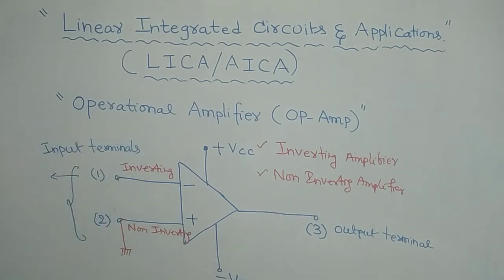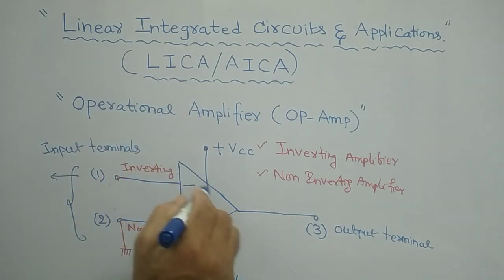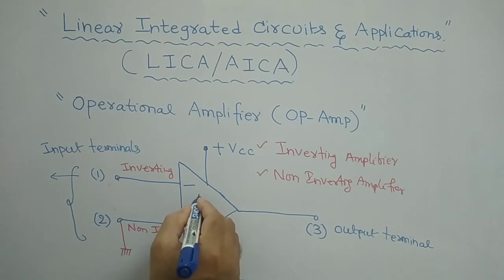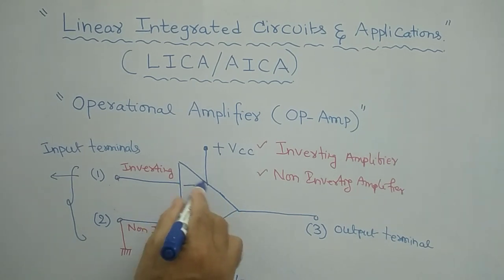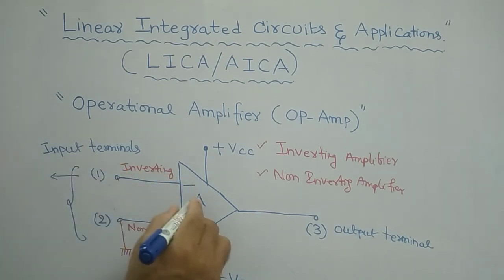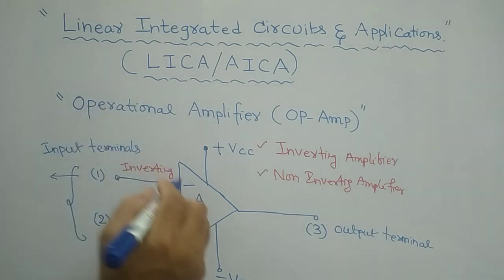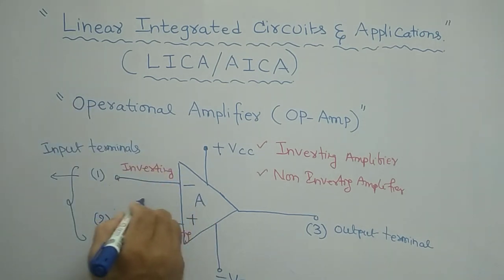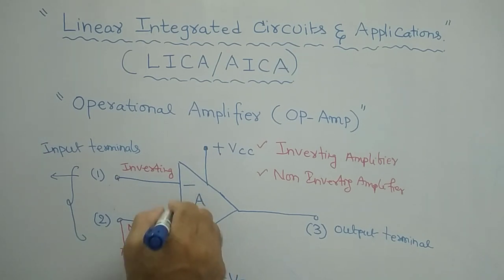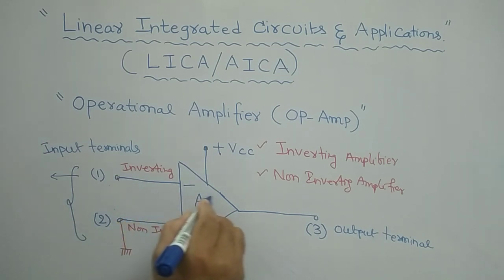This amplifier itself has some gain that is called the open loop gain or amplifier gain A, and this gain is very high actually. For this operational amplifier, the open loop gain A is very high. And also it does not allow any current to pass through this op amp.